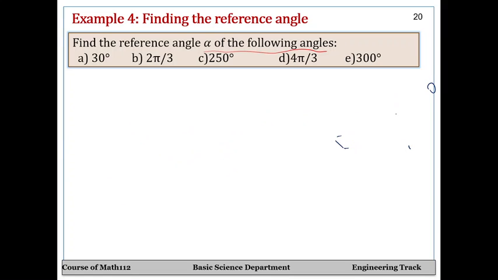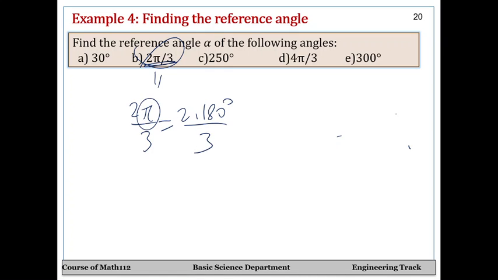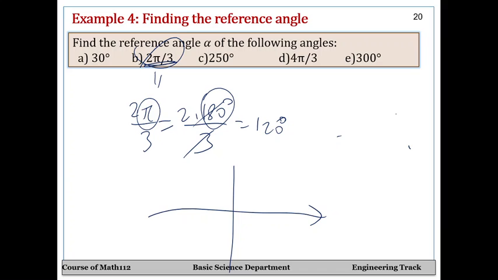Now 2 pi over 3, what is the reference angle of 2 pi over 3? It's better we change it to degrees. This is in radians. If it's not saying degrees, it means it's in radians. Pi means 180 degrees. So 2 pi over 3 is 120 degrees. So 120 degrees is here.